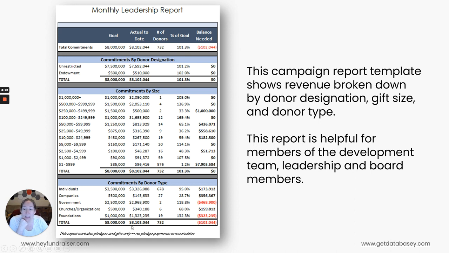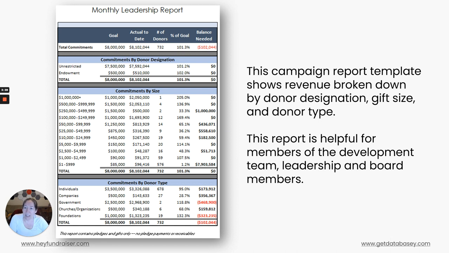And then, of course, at the bottom you have the $8.1 million now broken down by donor type. So your board, your leadership can understand where the revenue came in and where you were successful with your efforts and maybe where you weren't. Like, for example, this food bank thought that the companies would bring in $500,000. Well, they landed at $143,000. And it is what it is, but it's just nice to know there could be some work there on corporations.